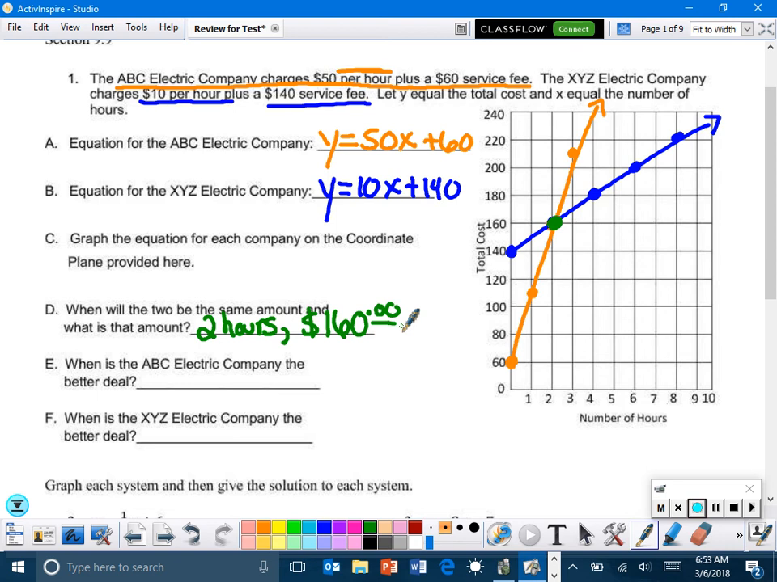E, when will the ABC Electric Company be the better deal? All right, well, the ABC Electric Company is the orange, and it's a better deal if it's below the blue line because it's cheaper. So where's the orange line below the blue line? Base that answer on what you did in D. So when is the ABC Electric Company the better deal? That would be right here, where it is less than 2 hours.